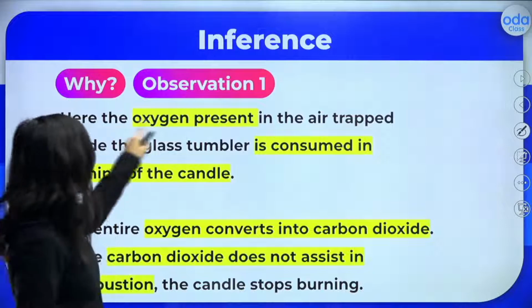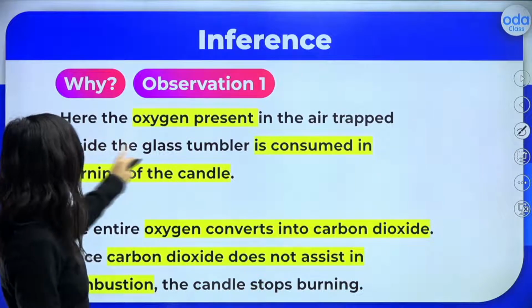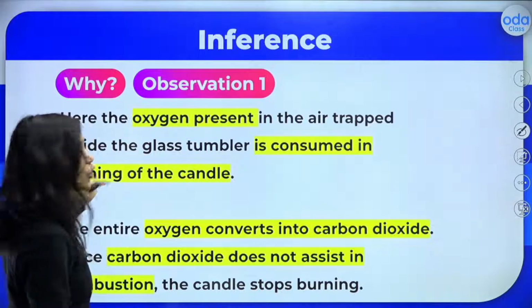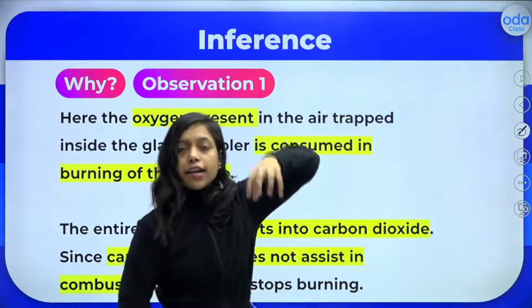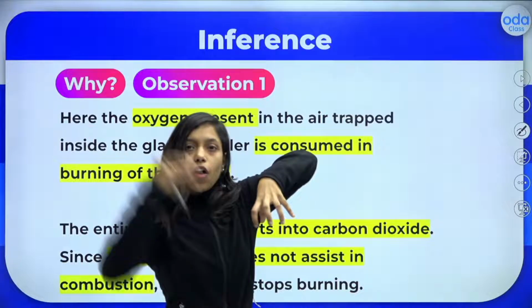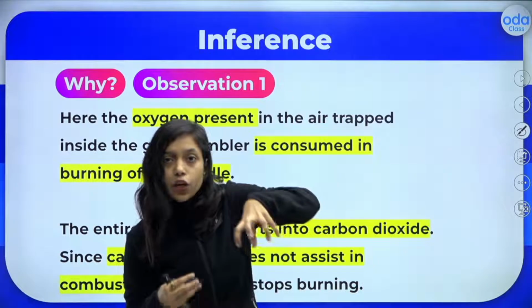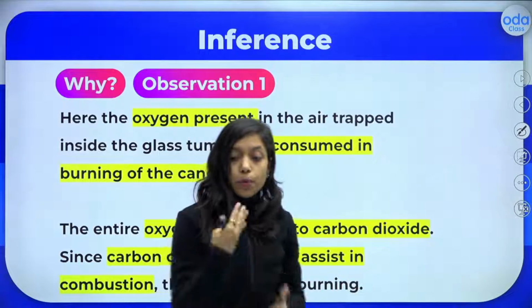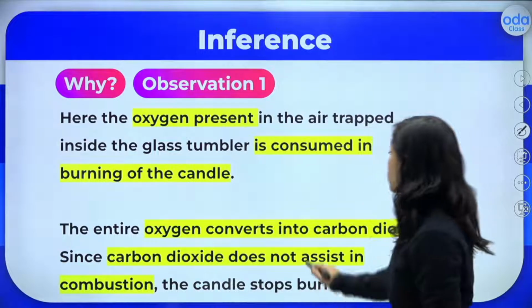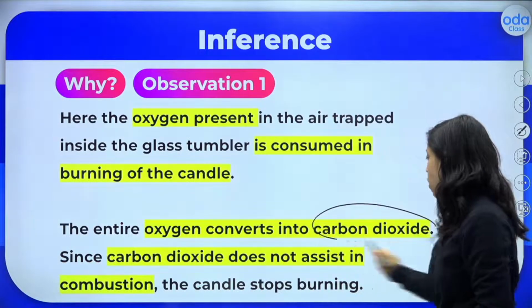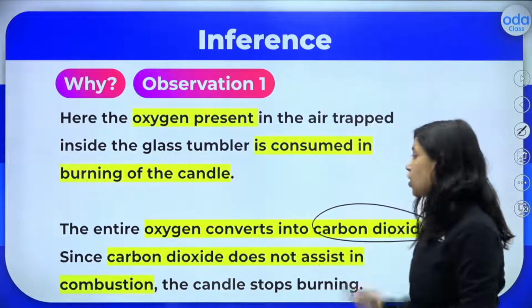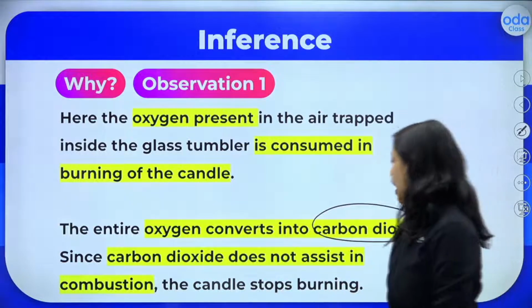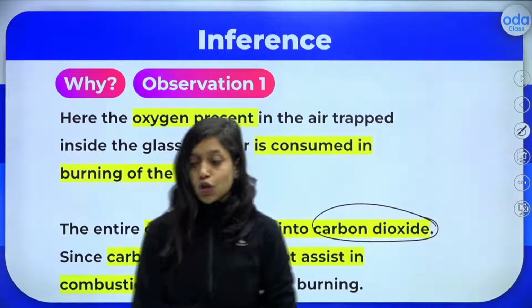Observation 1. Here the oxygen present in the air trapped inside the glass tumbler is consumed in the burning of the candle. Whatever oxygen was present at that time, the candle will burn. After some time air is not coming because it is completely closed. Oxygen is not there, so that is why burning does not take place. The entire oxygen is converted into carbon dioxide. Since carbon dioxide does not assist in combustion, the candle stops burning. I hope it is clear to all of you, right?